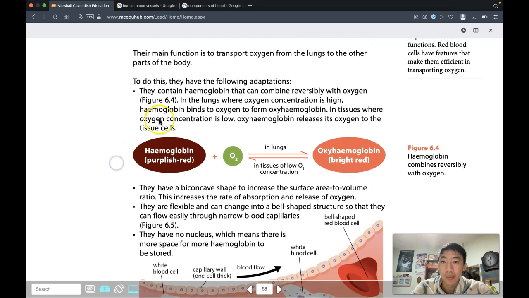So I kind of repeated myself, but I'll just repeat myself again. Anyway, there are these following adaptations.